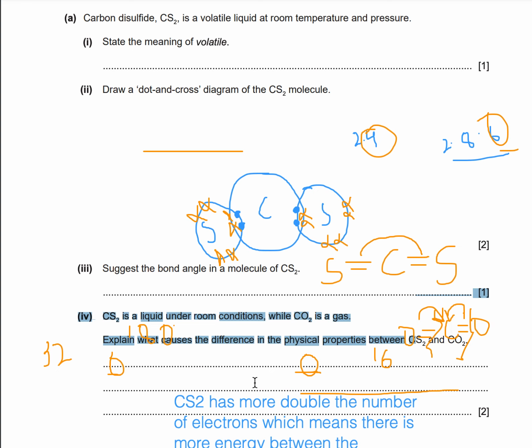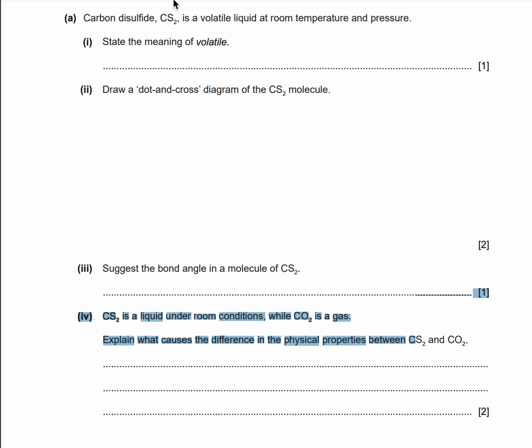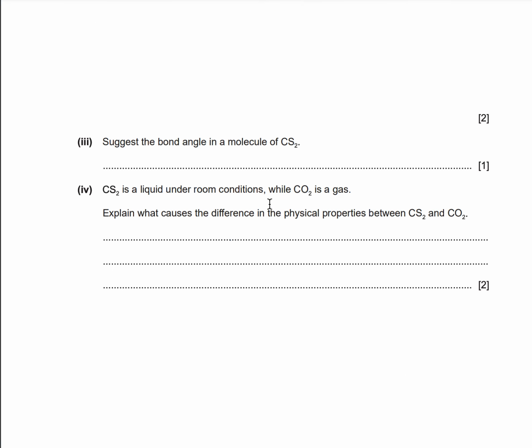Okay, so what we write is CS2, let me erase this. CS2 has more electrons, and it requires more energy to overcome the attraction between the molecules of CS2, and CS2 has stronger induced dipole attraction between molecules. Okay, that's what you need to write. That's the keyword over here.